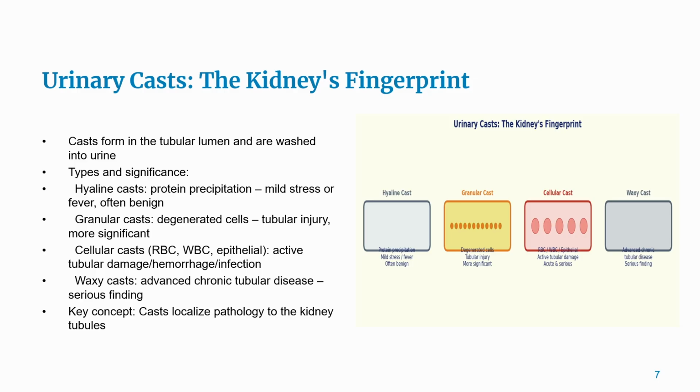Hyaline casts can be seen with mild stress or fever and aren't necessarily serious. Granular casts suggest actual tubular cell death and are more concerning. Cellular casts, full of red blood cells, white blood cells, or renal epithelial cells, indicate active acute tubular damage. Waxy casts suggest chronic end-stage tubular disease. The type of cast tells you the severity and acuity of renal involvement.